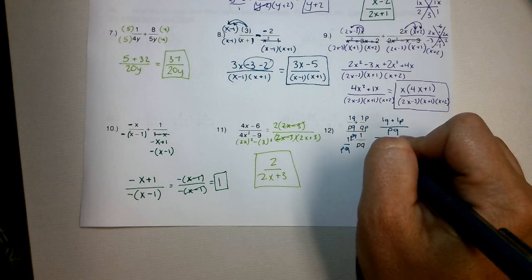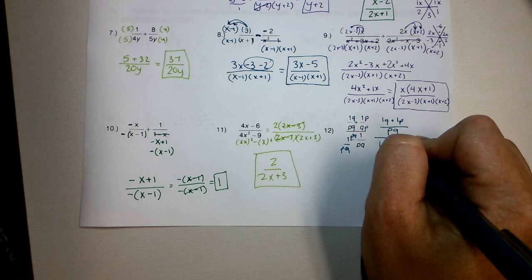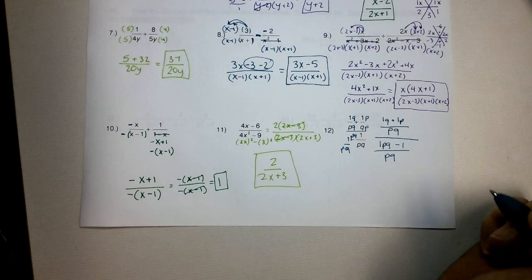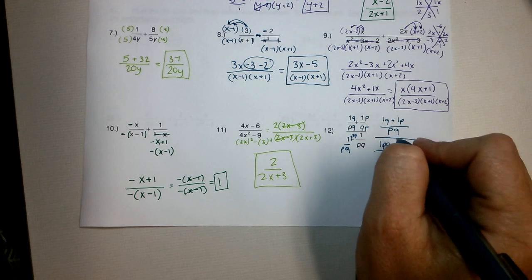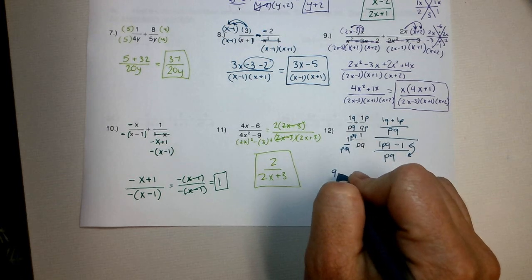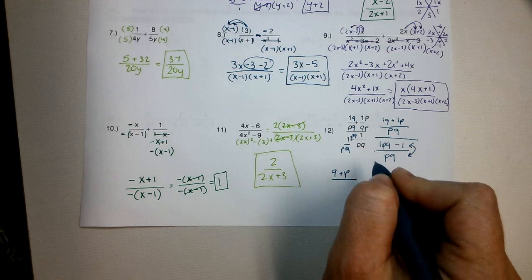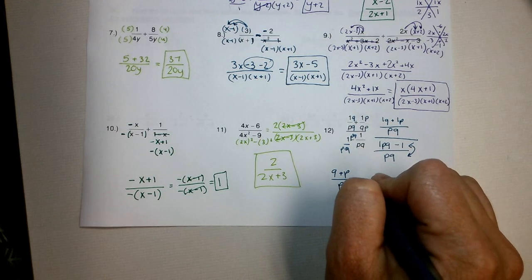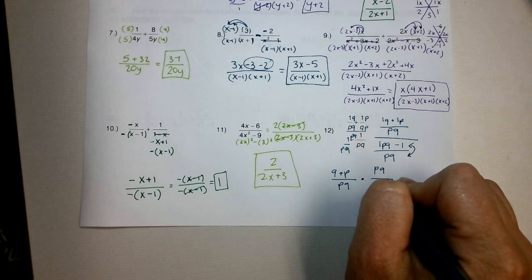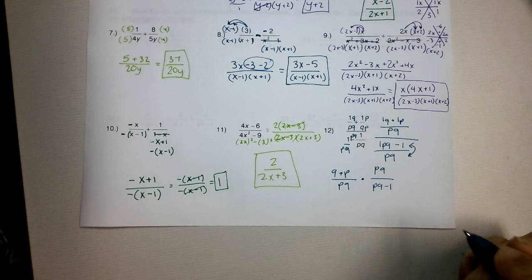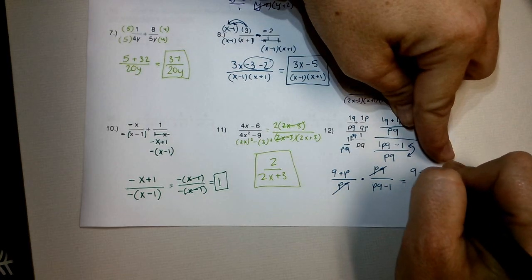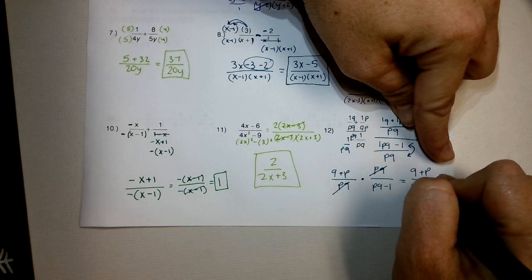So I get 1PQ minus 1 over PQ. And now I'm going to kind of skip a step. I know that these are dividing, so if I flip it, I can multiply. So I get Q plus P over PQ times, flip it, so PQ over PQ minus 1. So the PQ's cancel, and I get Q plus P over PQ minus 1.